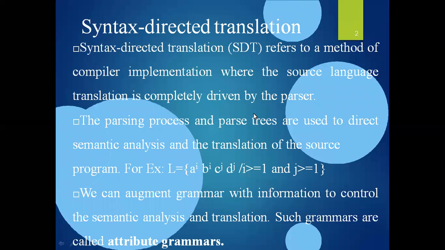To explain what syntax directed translation is, take an example: in a function call, we want the number of actual parameters to be the same as the number of formal parameters. That means the actual parameters and the formal parameters should match. See here, in the slide, we have a language L equal to a^i b^i c^j d^j, where i is greater than or equal to 1, and j is greater than or equal to 1. In a function call, we want the number of actual parameters to be the same as formal parameters, where in this example, a and b represent the actual parameters and c and d represent the formal parameters. What it means is the total number of i is equal to the total number of j. That means i and j are the same here.